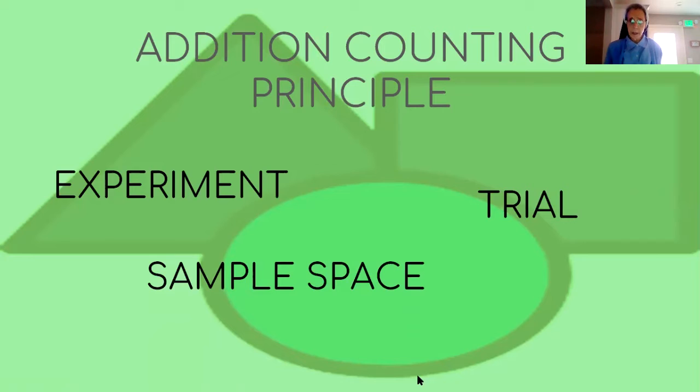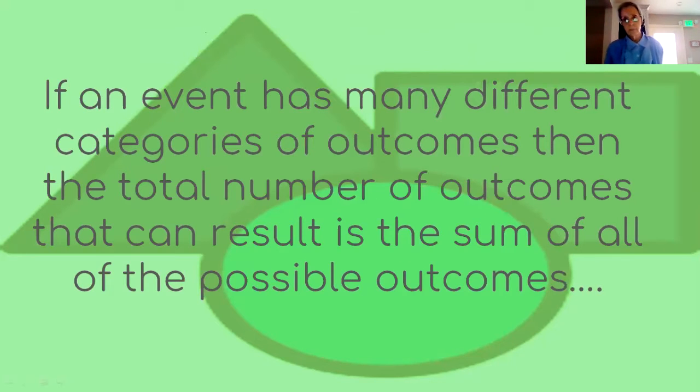And then I have the sample space. The sample space is the outcomes that are possible. And the event is the particular outcome that I have. So events are subsets of the sample space. If an event has many different categories of outcomes, then the total number of outcomes that can result is the sum of all the possible outcomes. Now that might sound pretty complex, but basically it's just a matter of adding up all the outcomes and getting a total.